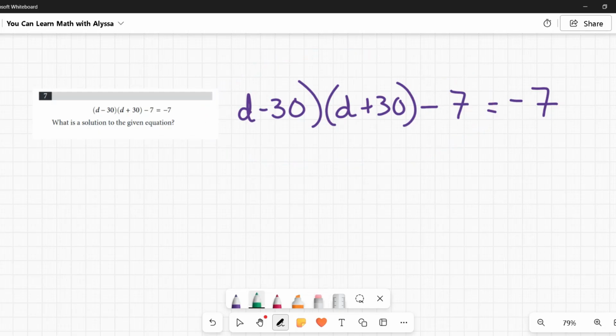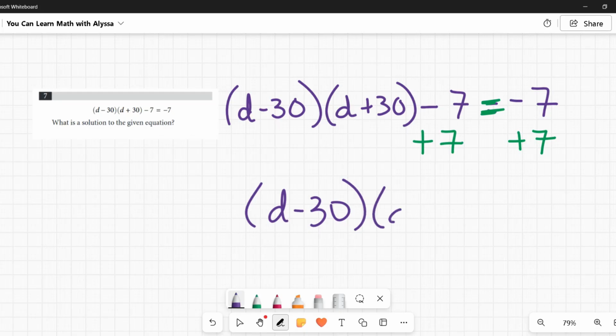Well, the opposite of subtracting 7 is adding 7. So I'm going to add 7 on both sides because we have that equal sign in the middle. So we have to do it to both sides to keep it equal. So on the left, I have that d minus 30 times d plus 30. And on the right, negative 7 plus 7 is 0. Ding, ding, ding. We've got our 0.